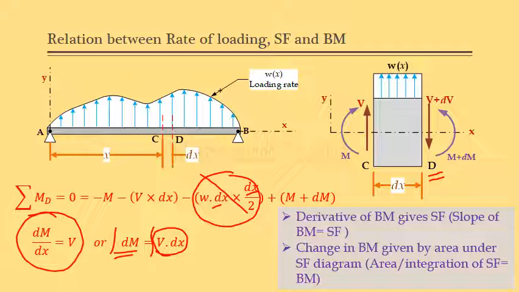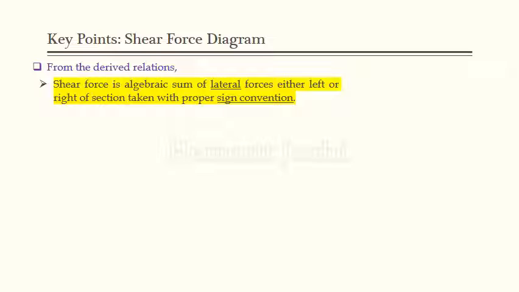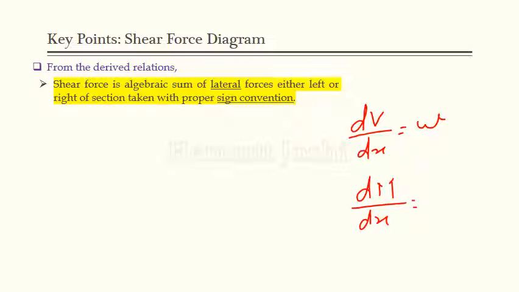But whenever you have to take area, you should consider either the left part of the section or the right part of the section where you are going to consider the point. So based on the above relations, I come to know these simple equations. When the loading rate is known to me, I would say dV by dx is equal to the rate of loading, and dM by dx is equal to the shear force. From these two relations, there are some key points we need to understand and remember. First is shear force.